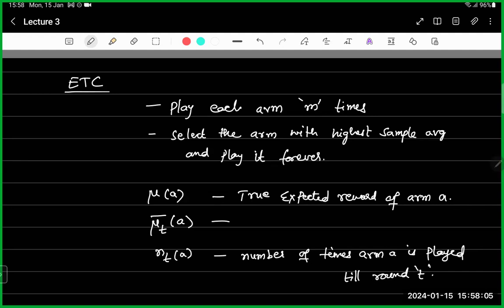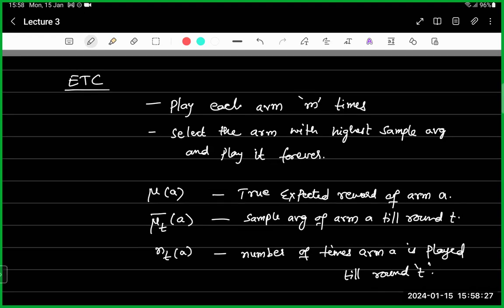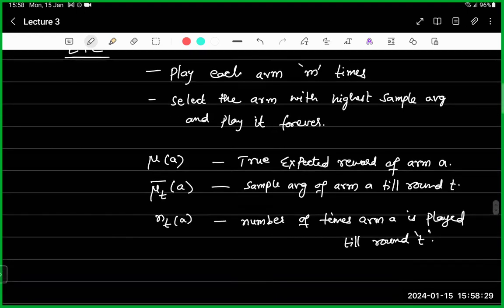Okay. And mu bar of a is the sample average of arm a in round t. So we have played arm a some number of times in round t. So you will find this notation.